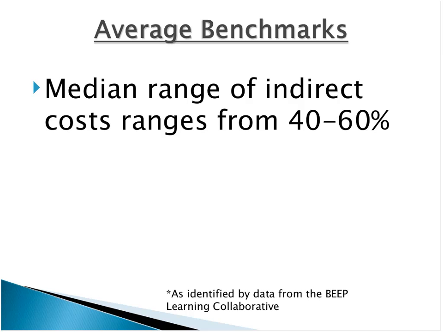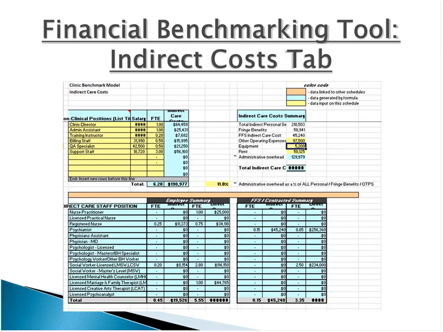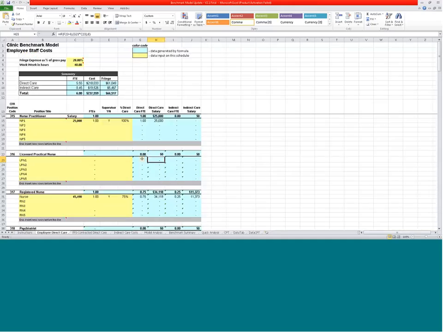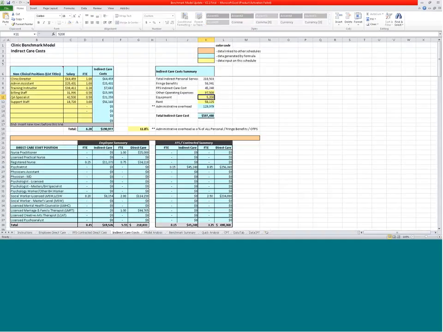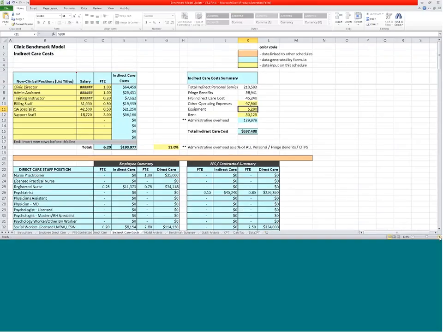When we take a look at the actual tool, the actual financial benchmarking tool, and I'm going to put my glasses on to take a look at it. Again, we know this is a tab within the tool. We know that it's completely interactive with the overall calculations, and once you enter data here, it will interact with all the other pieces of data that have been entered. And it's a very, very straightforward approach on the indirect cost.